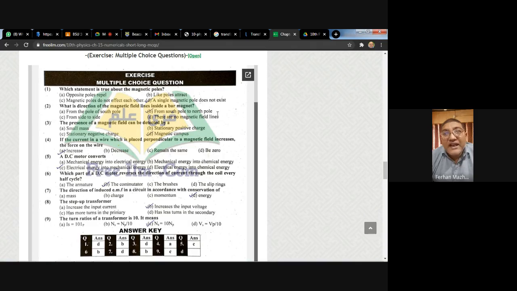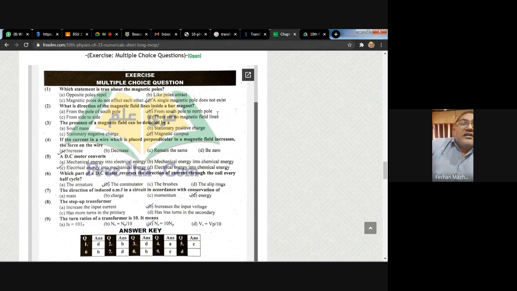D, a single magnetic pole does not exist. That is right. It is never possible to have a North Pole only. And it is not possible to have a South Pole only. Wherever you will have magnetic poles, there will be always a North Pole and a South Pole. Okay? So D is the right choice. Do you understand? Yes, sir.